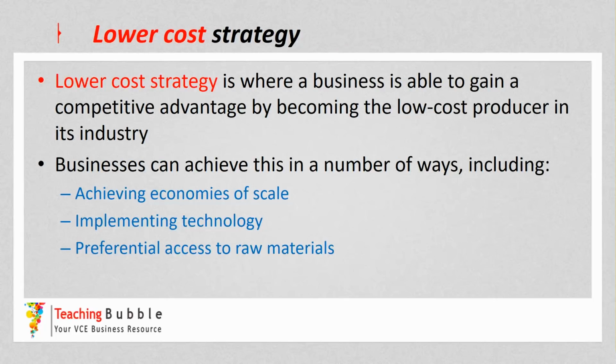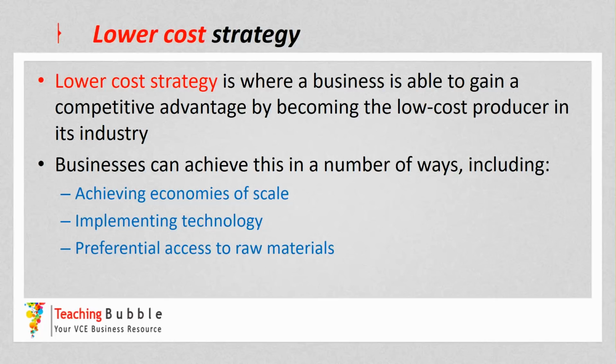Now, the lower cost strategy is where a business is able to gain a competitive advantage by becoming the low cost producer in its industry. It's not just about lowering costs, it's about becoming the low cost producer in its industry. Businesses can achieve this in a number of ways, and I've just got some examples here. One is operating on a large scale, therefore achieving economies of scale. They could implement technology into the business that will improve efficiency, or Porter talks about them having preferential access to materials that other businesses don't have access to.